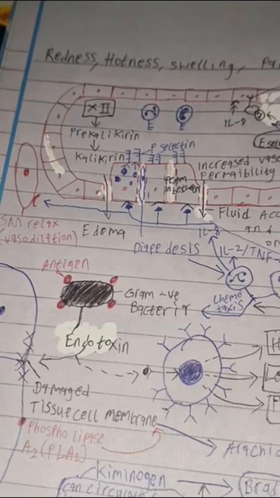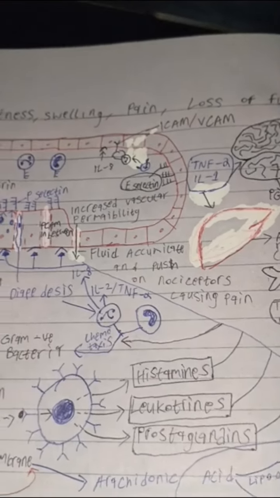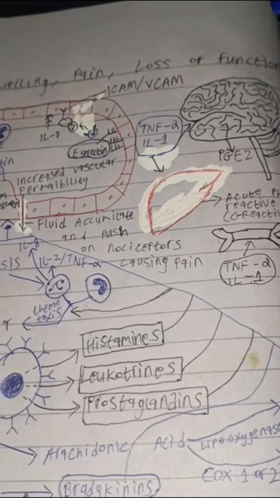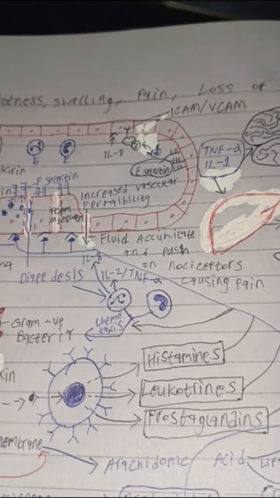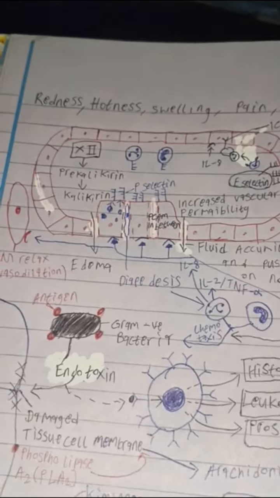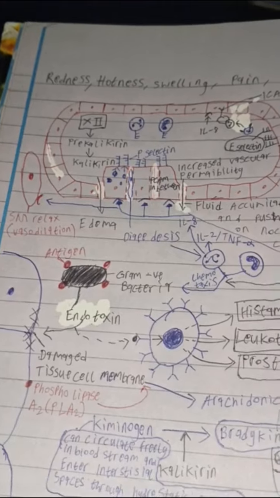Now, so far, we're talking about how redness, hotness, swelling, and pain occur. What about loss of function? Imagine the swelling happens in your joints. Can you move that joint? No. So definitely loss of function. And that covers the whole vascular event.